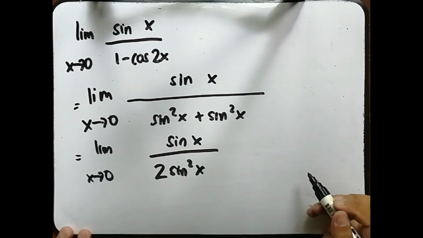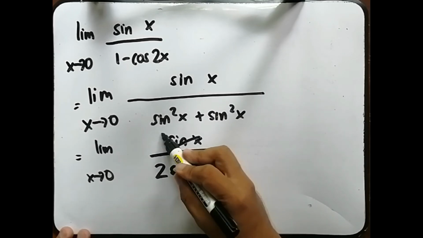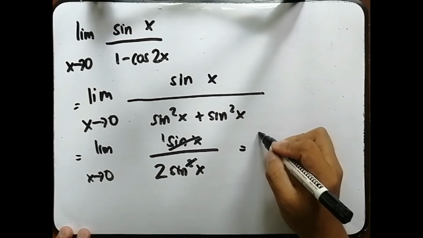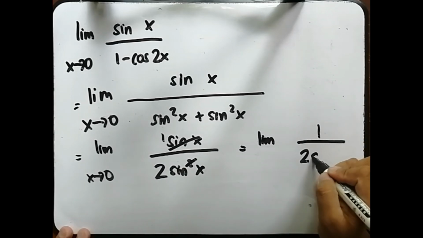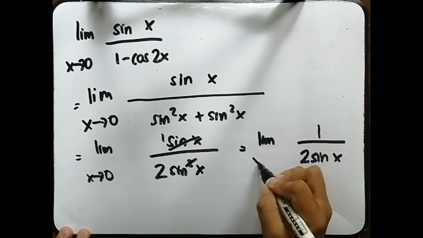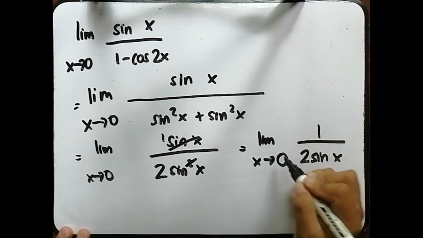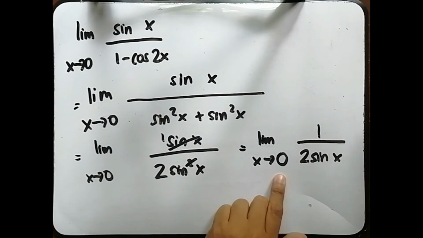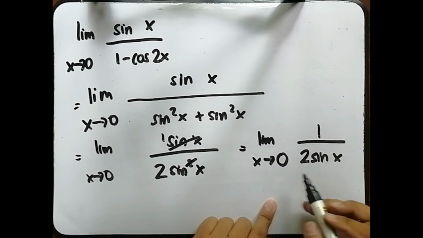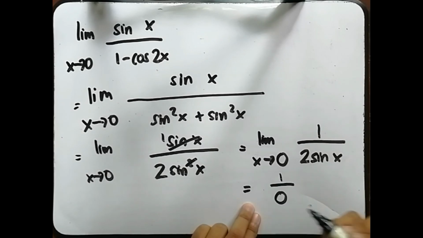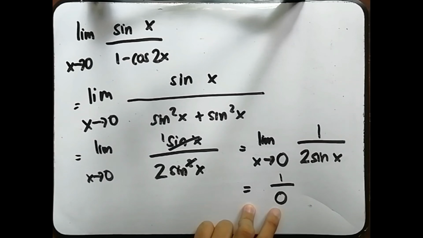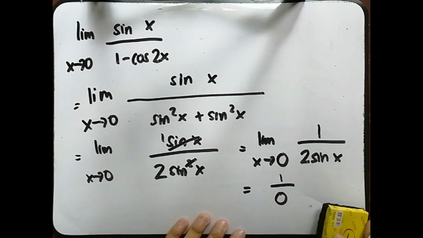So pwede natin i-cancel yan at yung isa dyan. So this becomes now the limit of 1 over 2 sin x as x approaches 0. Okay, observe that kapag nag-direct substitution tayo, this is equal to 1 over 0. Okay? So ang tanong, anong 0 to? Positive o negative? So check natin ngayon yung dalawa.